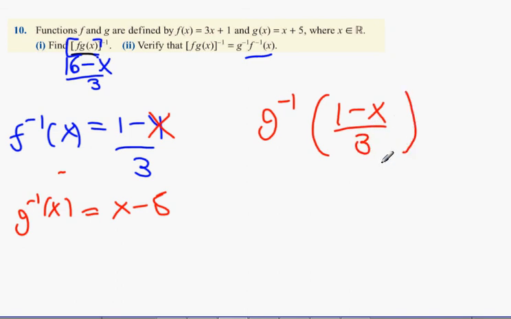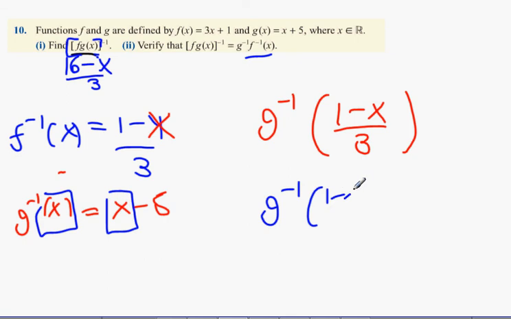And what is g inverse x again? G inverse is whatever is in the box and then take away 5. So this g inverse of (1 minus x) over 3 is basically (1 minus x) over 3, take away 5. Now, take away 5, is it? It's meant to be negative 2. Sorry? It's not meant to be negative 2 for this full bracket.